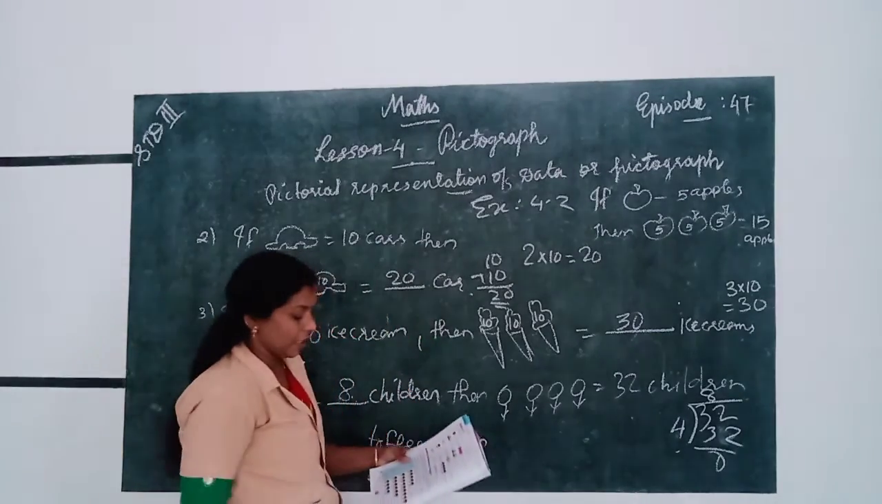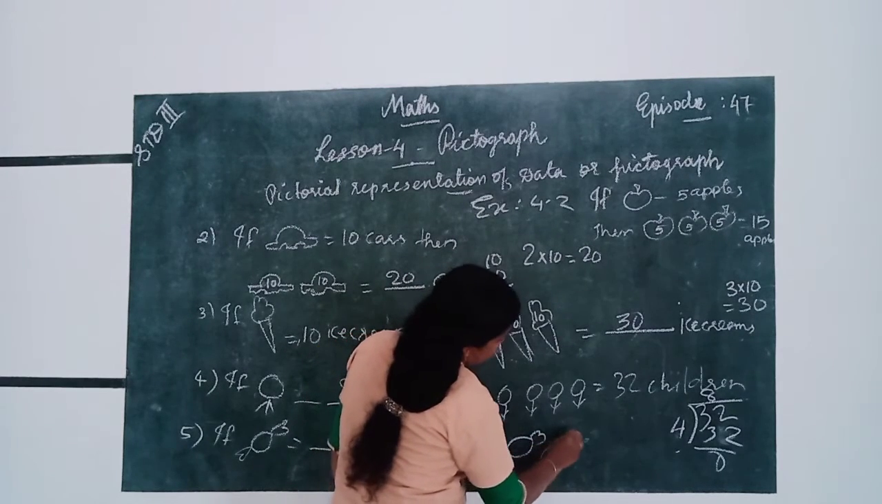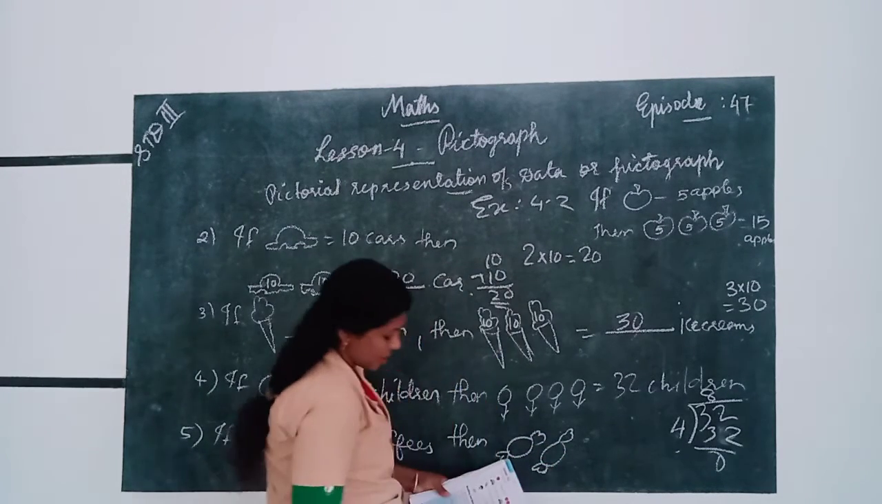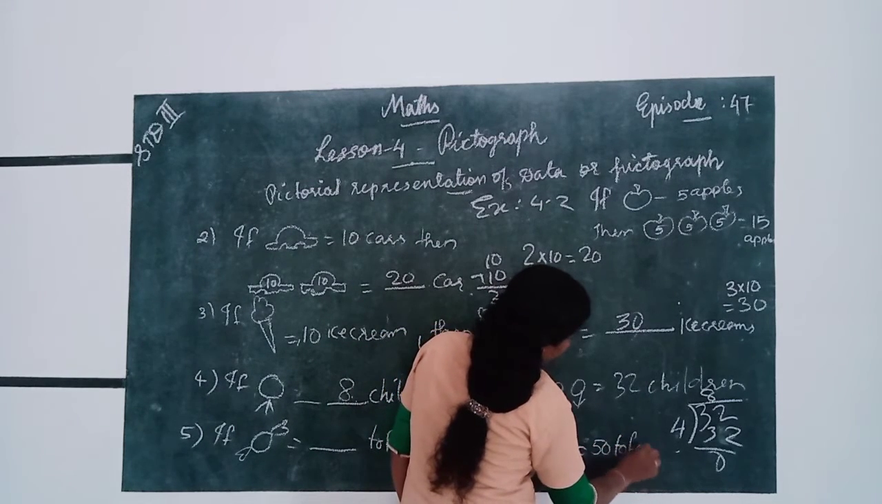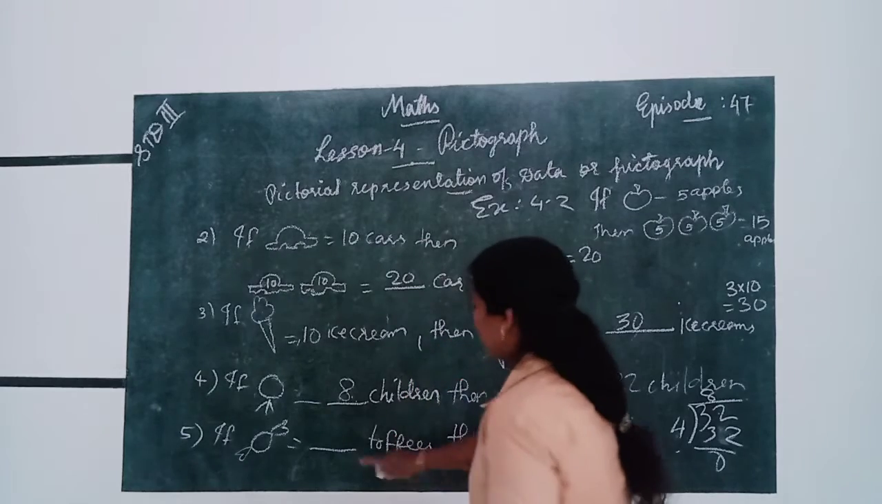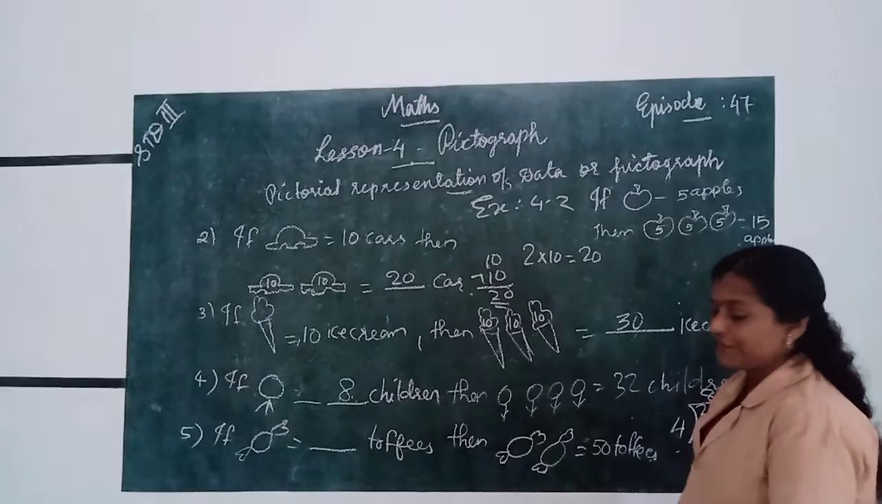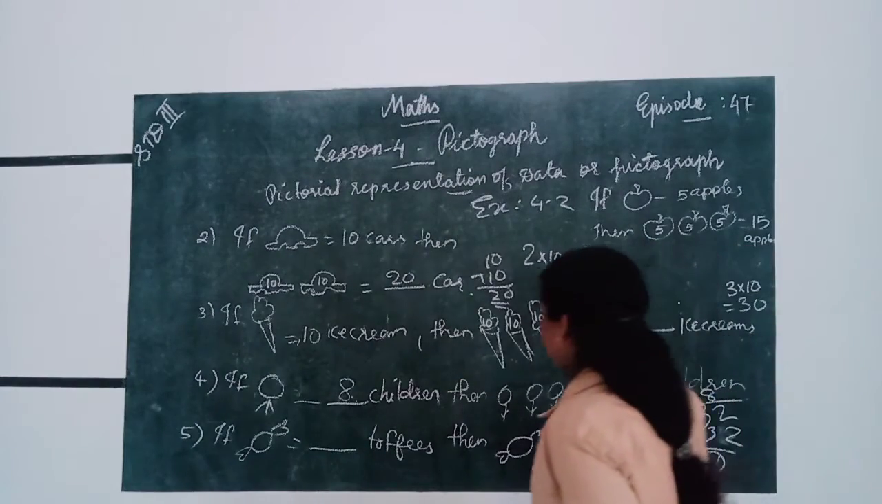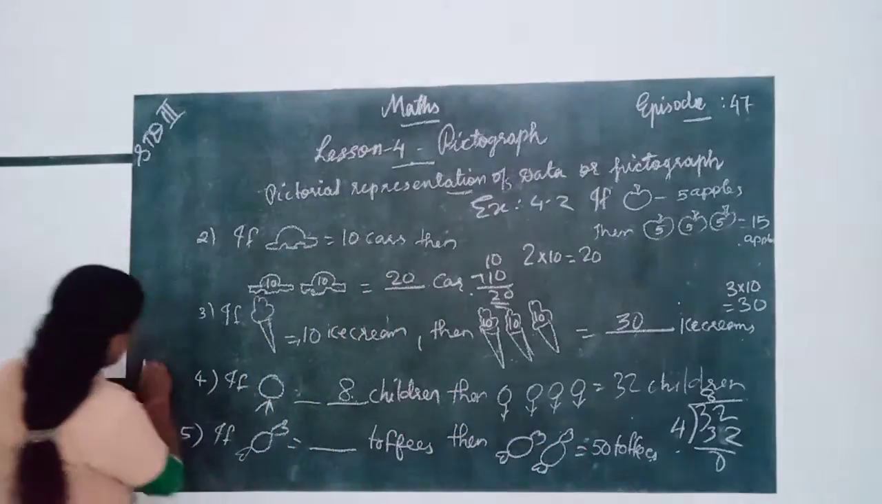Two toffee represent 50 toffee. Okay, here the opposite is given. 10 and 10 and 10, 50. Total 50 and 10 and 10. Total number of toffee is 50.